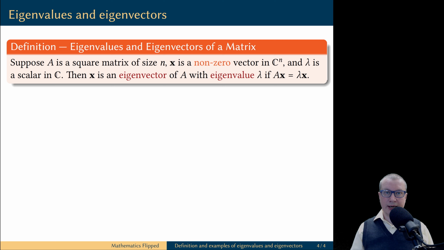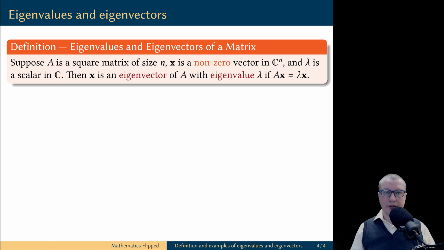And this is what eigenvalues and eigenvectors are about. Suppose A is a square matrix of size n, x is a non-zero vector of size n, and lambda is any scalar. Then the vector x is an eigenvector of the matrix A with eigenvalue lambda if the matrix vector product Ax is equal to the scalar multiple of the vector x by the scalar lambda.